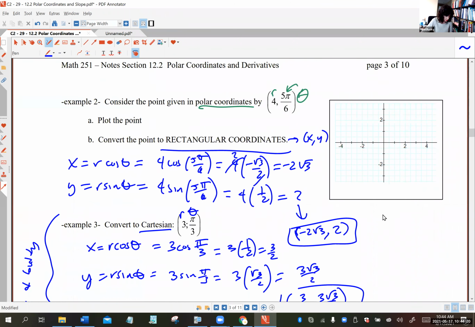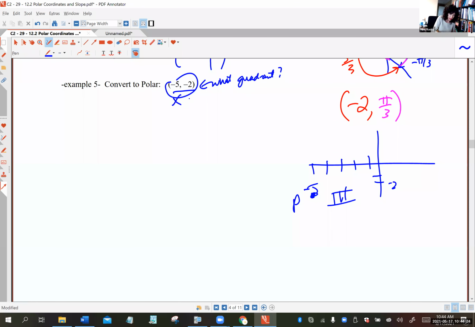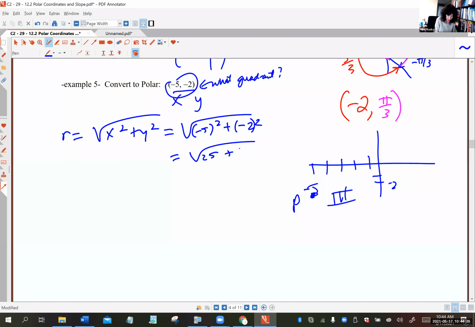So back to the problem at hand. Here we are, they gave us the rectangular. So we have X and we have Y. So how to get R? Well, R is the square root of X squared plus Y squared. So it's the square root of the -5 squared plus the -2 squared, but that's the square root of 25 plus 4, which is the square root of 29, which is just a yucky number, but we'll leave it.